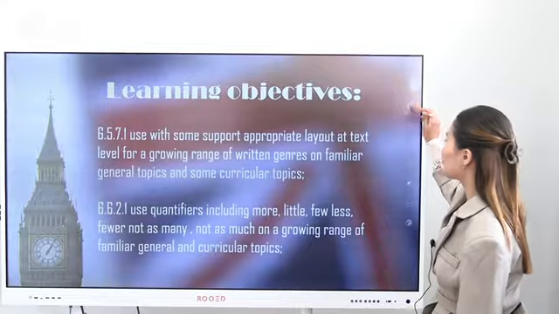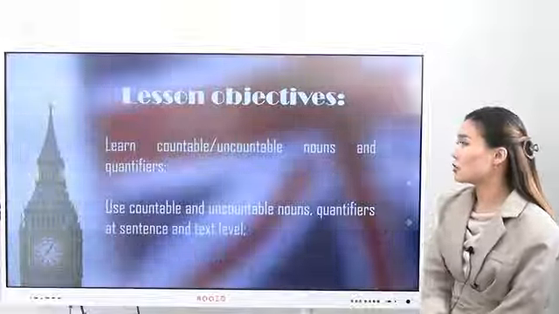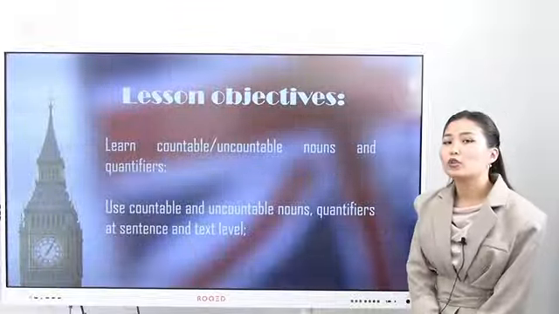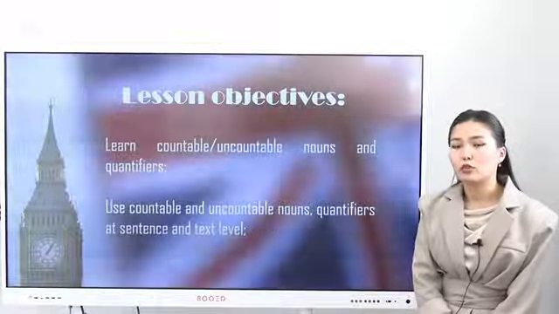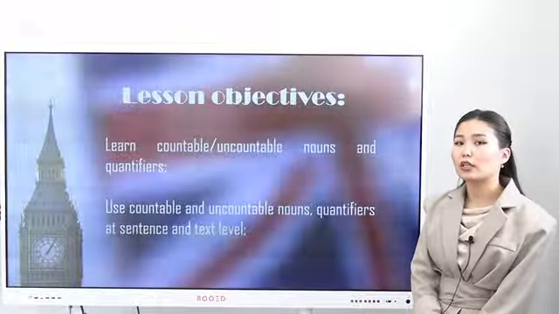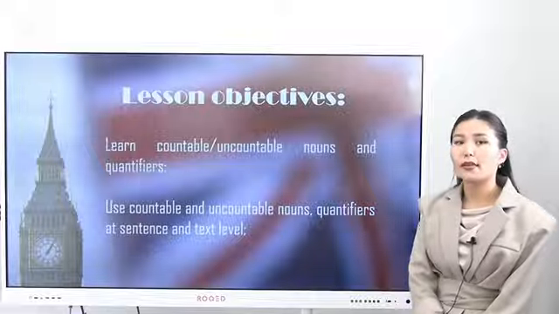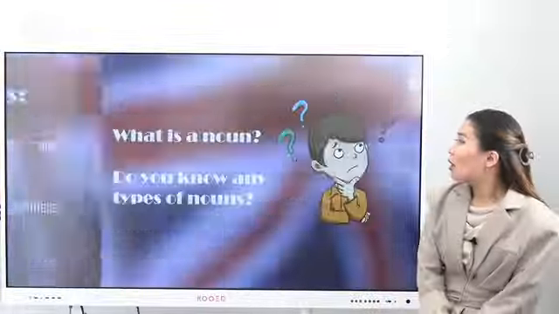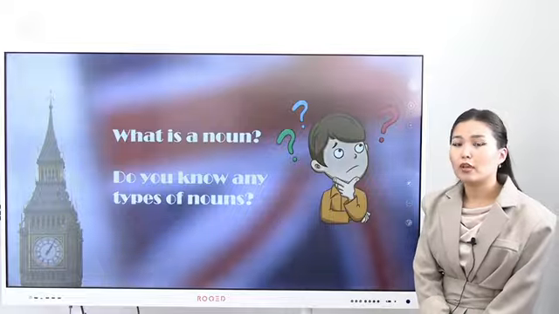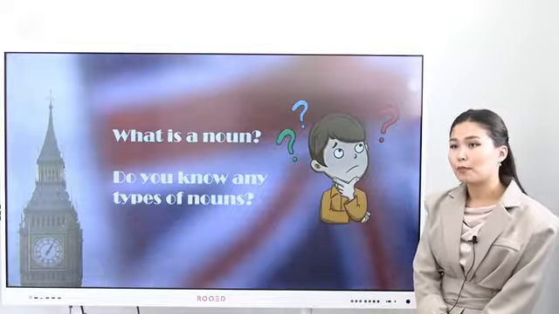And next, what about lesson objectives? Today we are going to learn about countable, uncountable nouns and how to use quantifiers with countable, uncountable nouns at sentence and text level. Do you know what is a noun? And do you know any types of nouns?